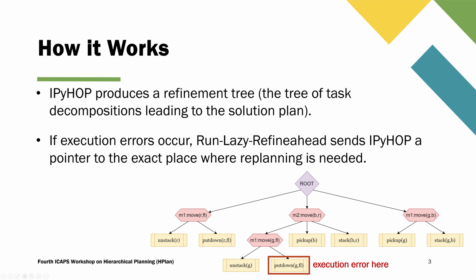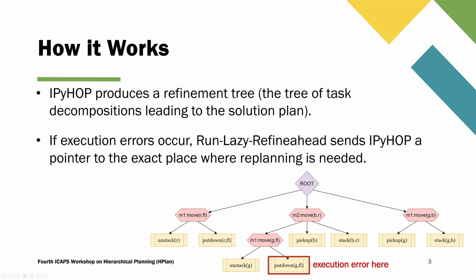IPyHOP produces a refinement tree as its planning solution. Here, the refinement tree is the tree of task decompositions leading to the solution plan. Now, if execution errors occur, run lazy refine ahead sends IPyHOP a pointer to the exact place where the replanning is needed. The image at the bottom shows a sample refinement tree.